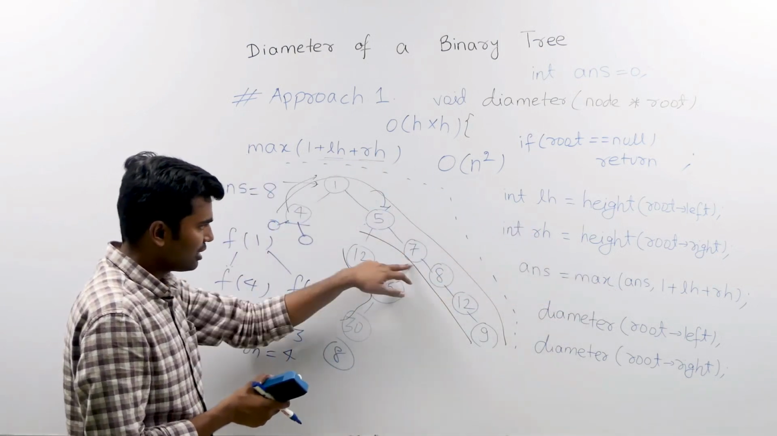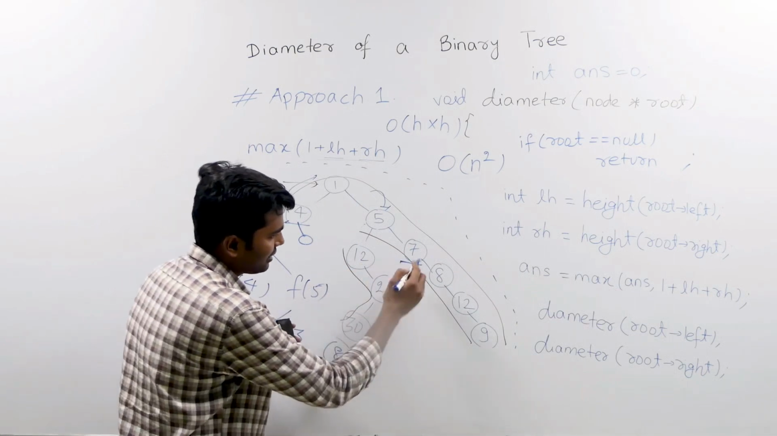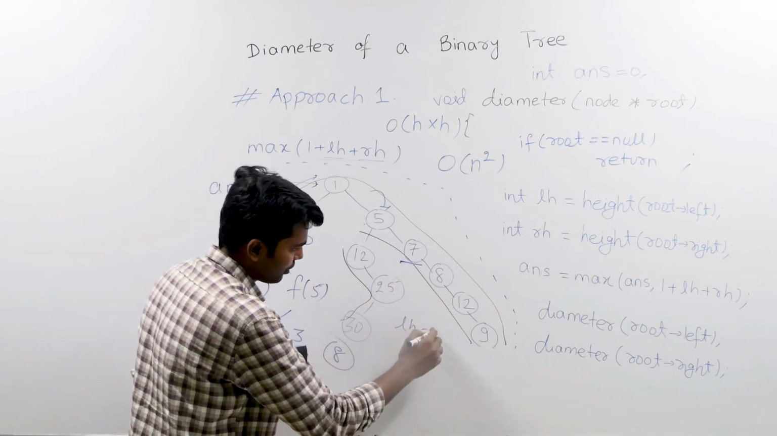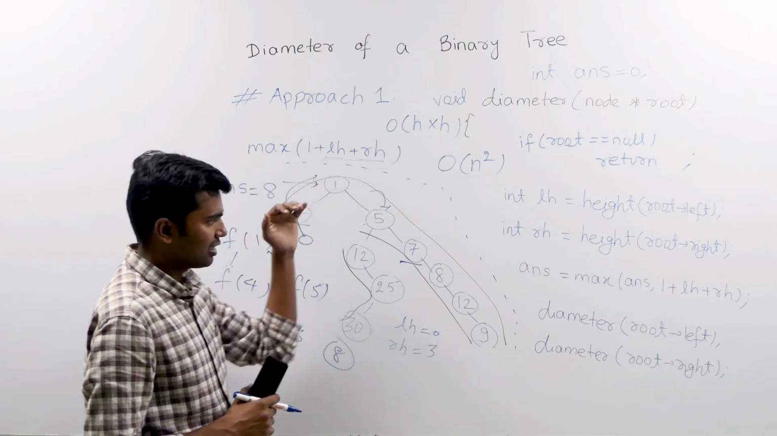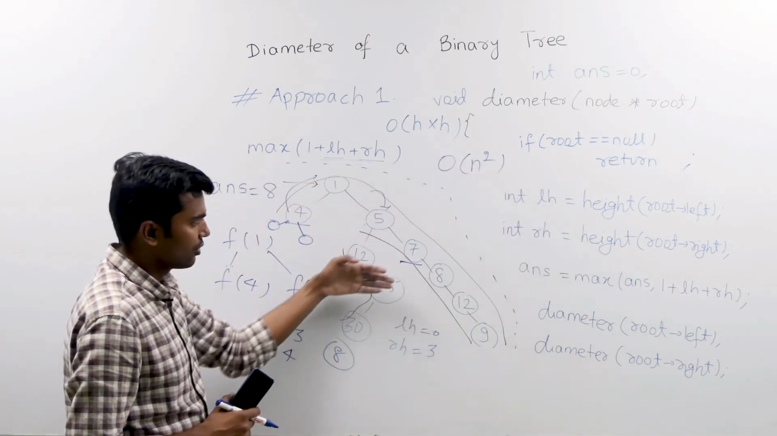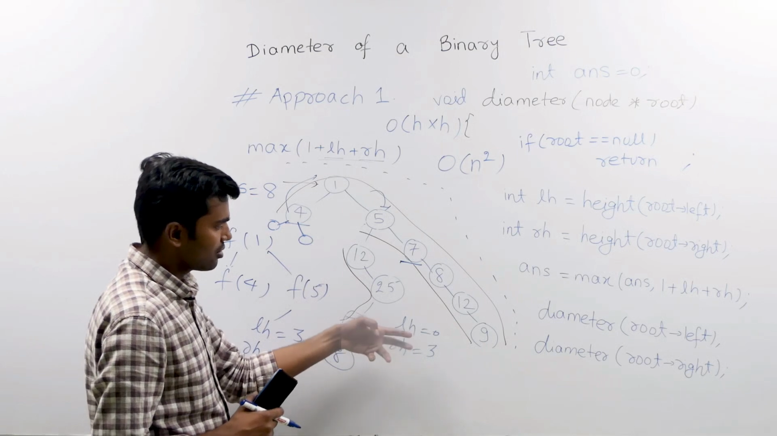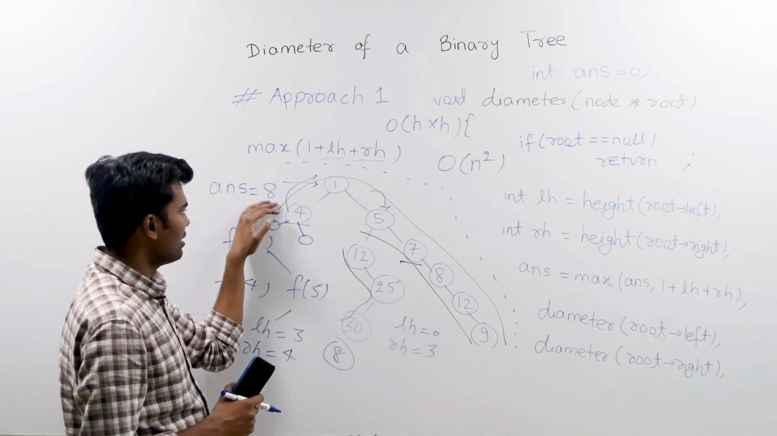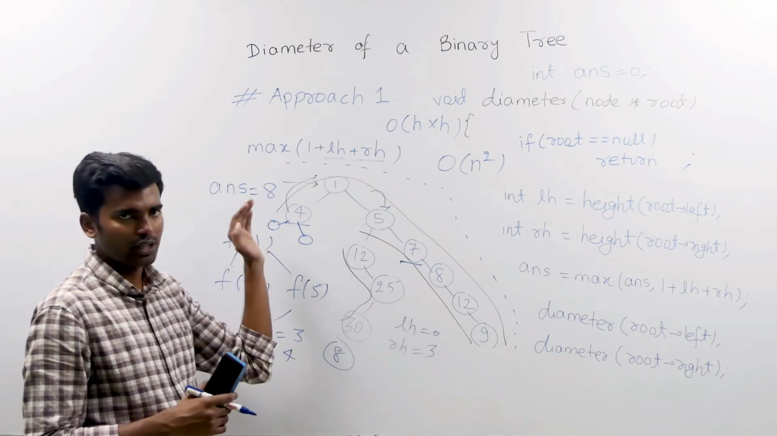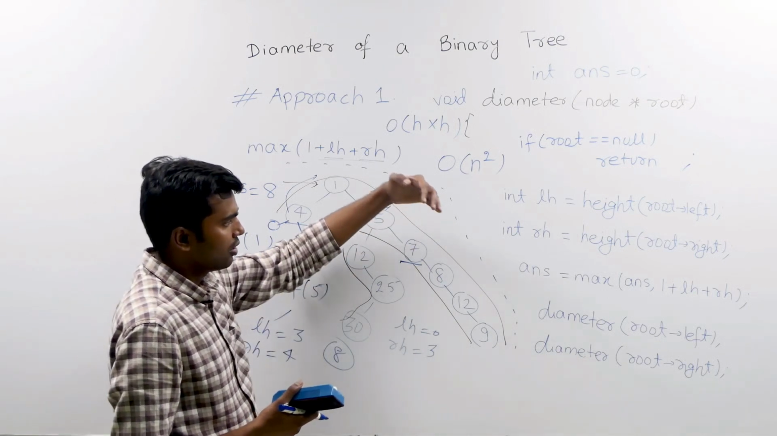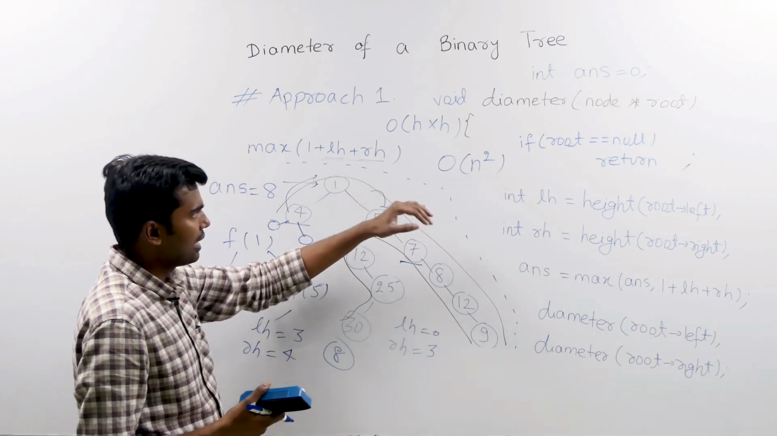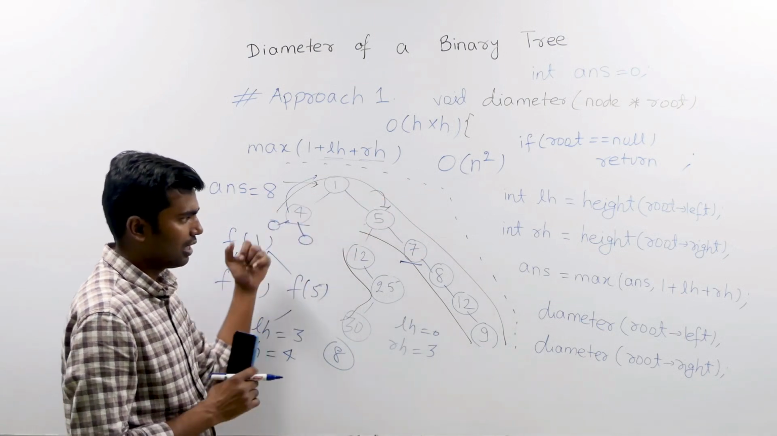Let's say we talk about this node: for 7 the left height is 0 and the right height is 3, so the value of this expression would be 4. This is not greater than the current value of answer, so the answer won't be updated. So this is how this function is calculating the length of the diameter of that tree.